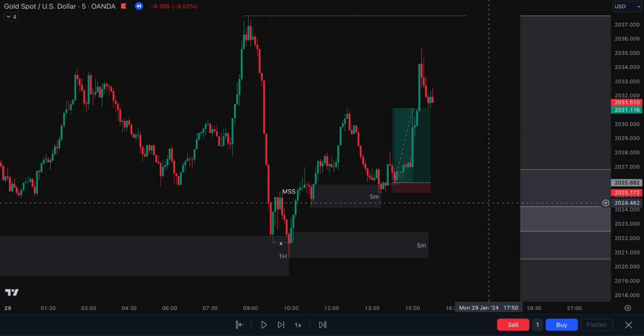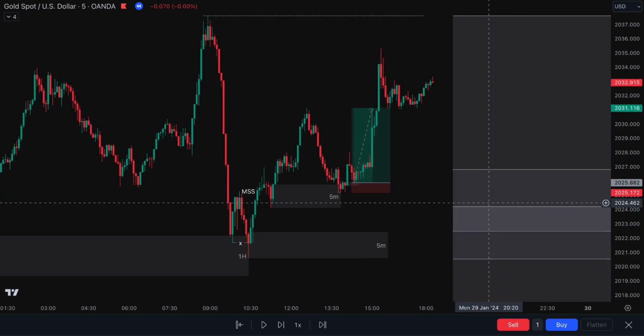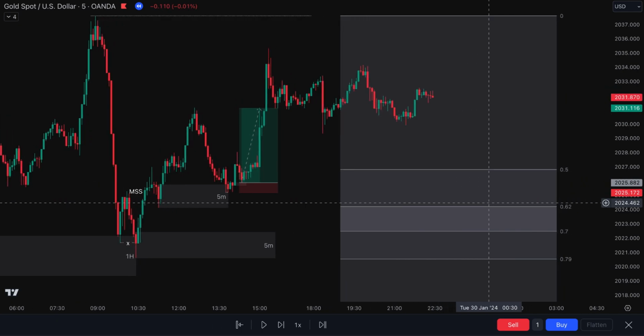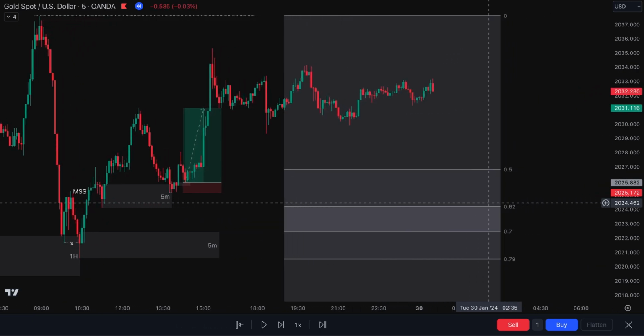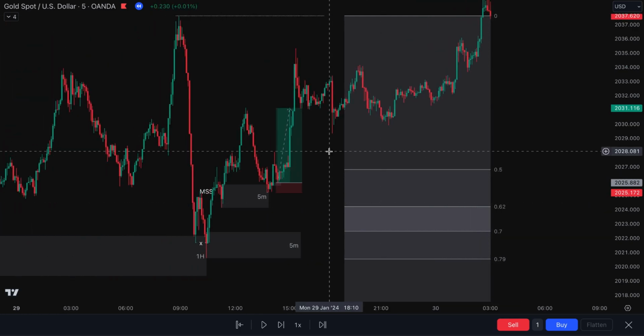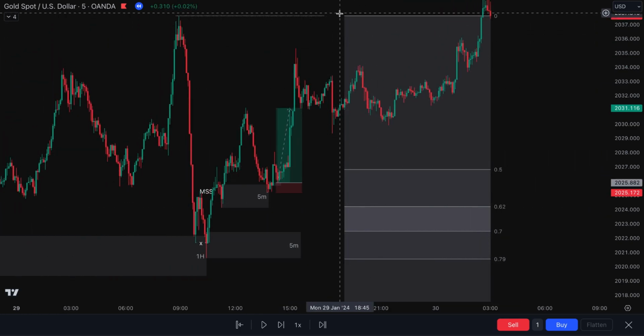I can play it forward, and as you can see it consolidates for a while and then moves for the next liquidity. And there we would have second TP hit.